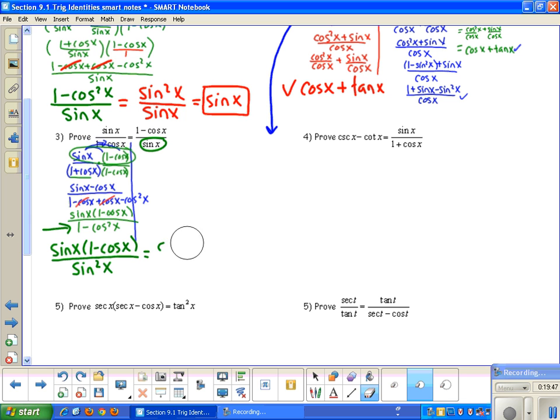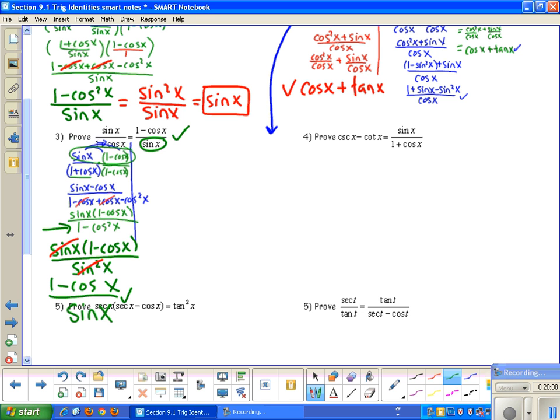So that just simplifies into one of your sines canceling out. So this sine cancels out with one of these sines, and you're left with 1 minus cosine x. I should really write this underneath. So 1 minus cosine x over sine x, and now you'll notice that this side now equals this side, so we are done.